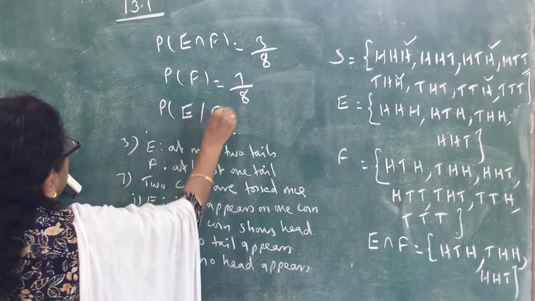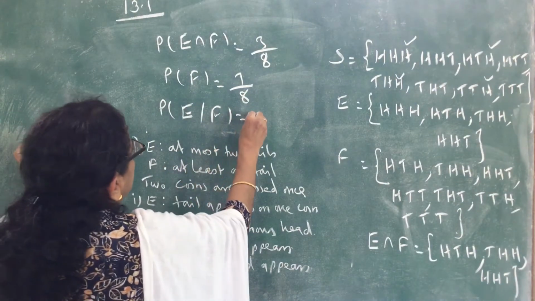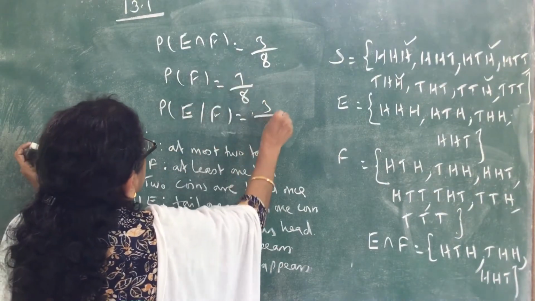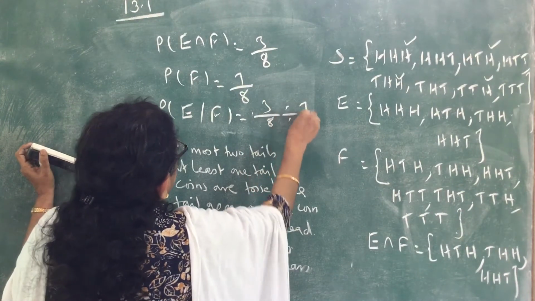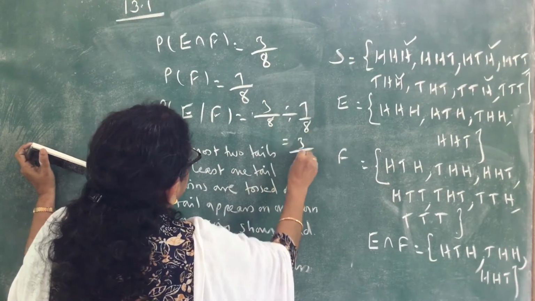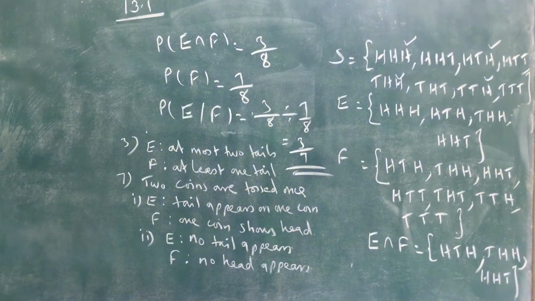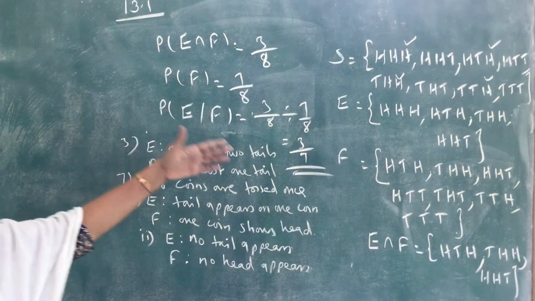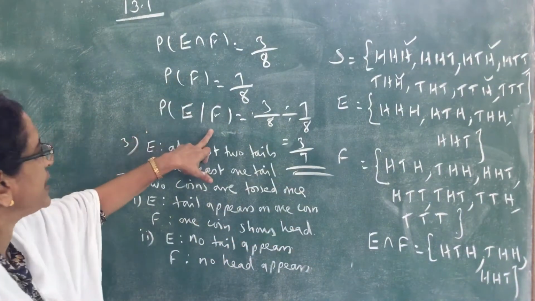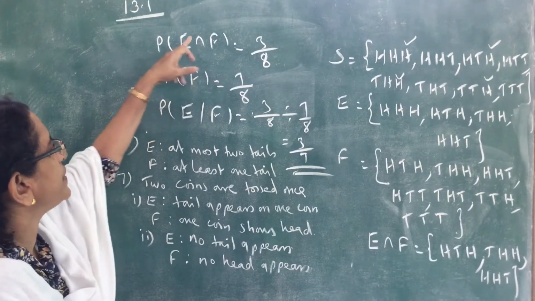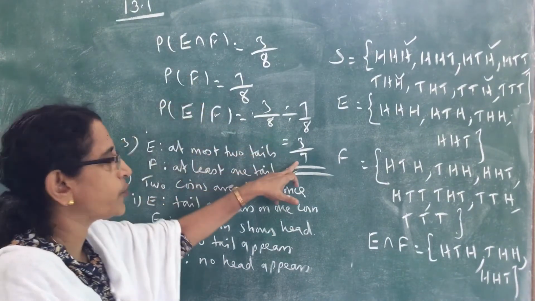Probability of E given F equals probability of E intersection F divided by probability of F. That is 3 by 8 divided by 7 by 8, which equals 3 by 7. So the answer is 3 by 7.